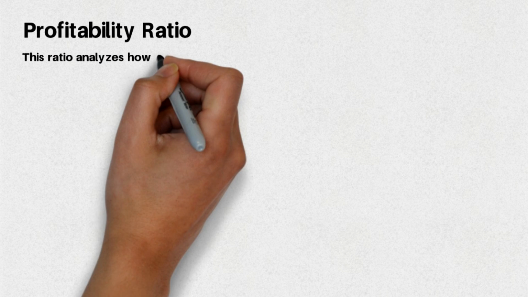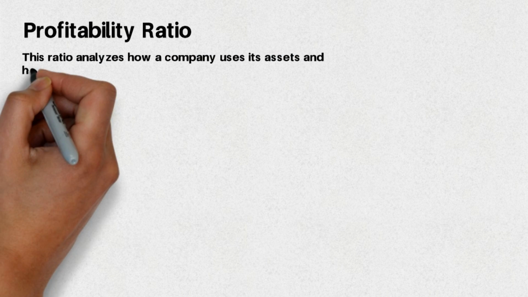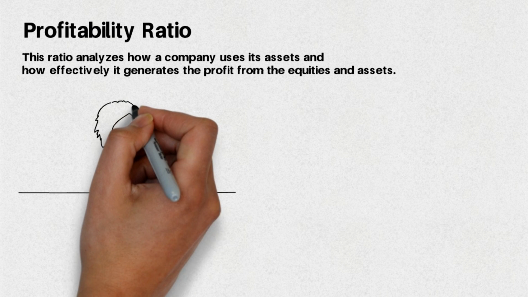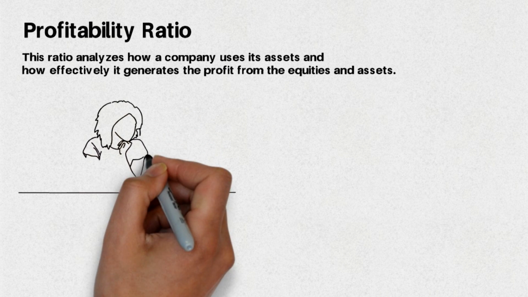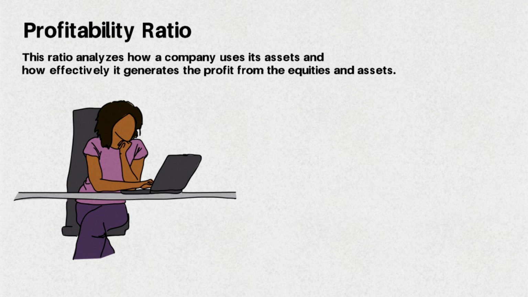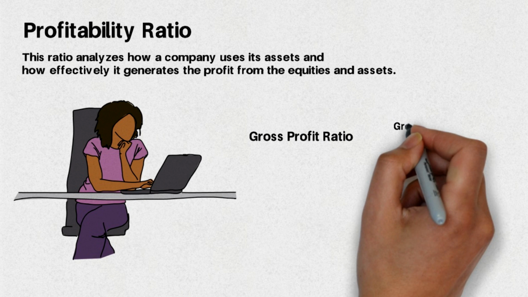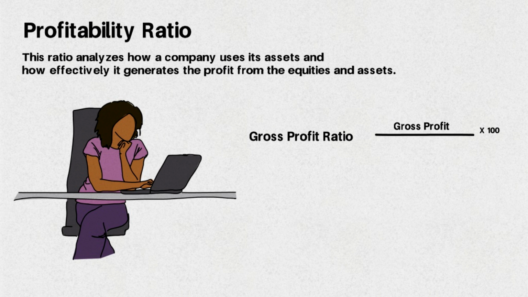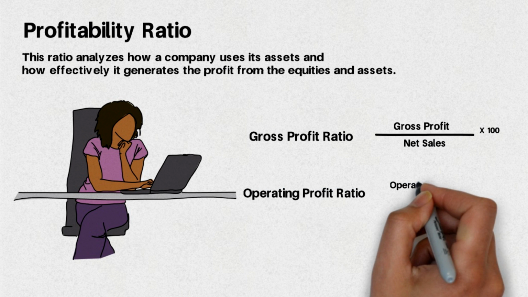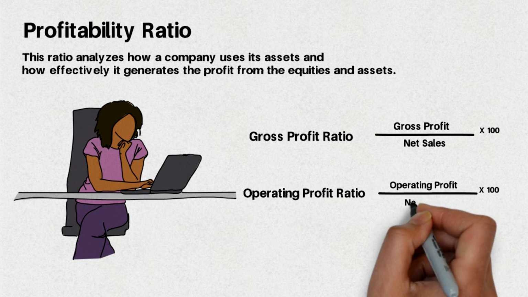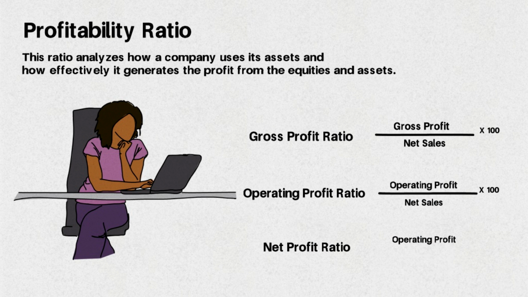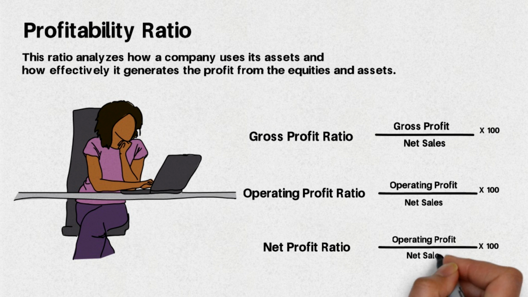Profitability ratio. Another ratio is the profitability ratio that analyzes how a company uses its assets and how effectively it generates the profit from the equities and assets. Let's take a look at some examples of profit ratio and their formulas. Gross profit ratio, gross profit upon net sales multiply by 100. Operating profit ratio, operating profit upon net sales multiply by 100. Net profit ratio, operating profit upon net sales multiply by 100.